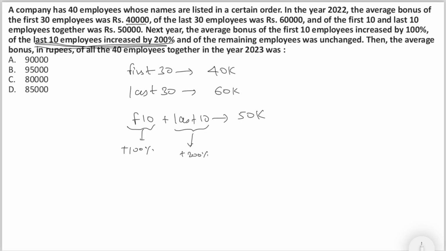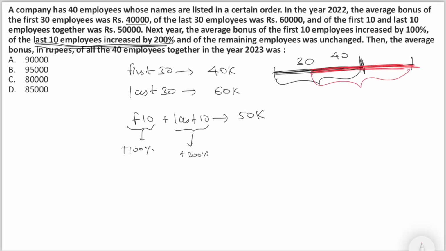Then the average bonus in rupees of all the 40 employees together in the year 2023 was... So the 40 people in total, for the first 30 people, suppose these are the first 30 people, their average is given to us. And for the last 30 people, let's indicate them in red.